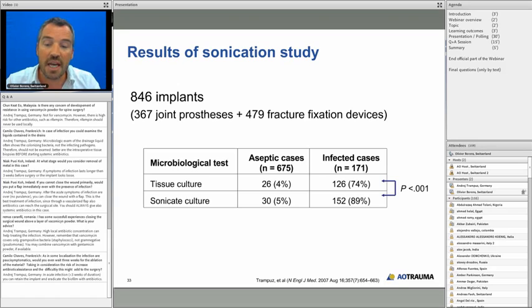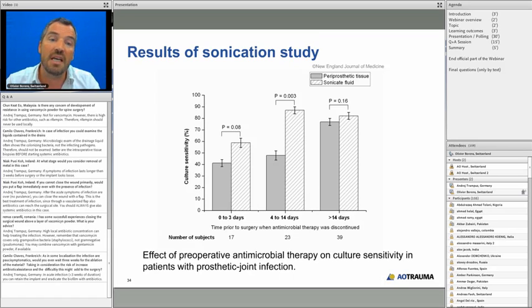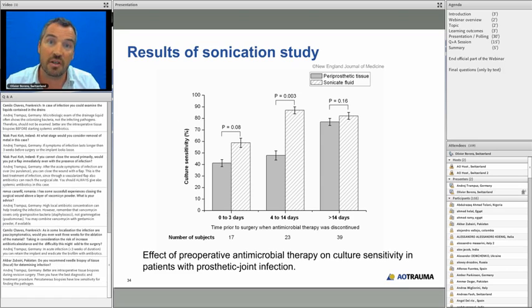It gets even more interesting if we use this technique in patients that have already been treated with antibiotics before. Normally, if the patient is pre-treated, these antibiotics are killing the planktonic bacteria. That's why standard cultures are less sensitive. But they don't kill the biofilm bacteria, and this is the reason why, if we use sonication, our chances of making the diagnosis are much, much better.